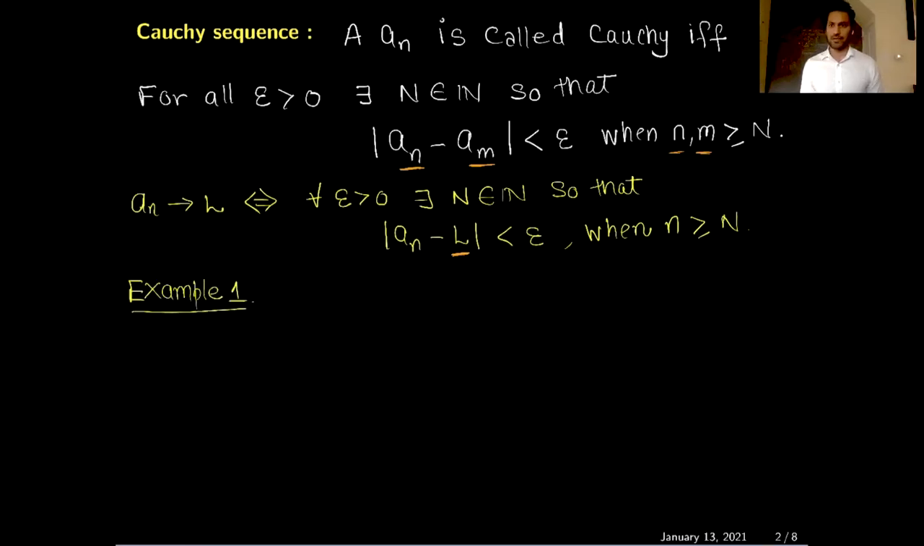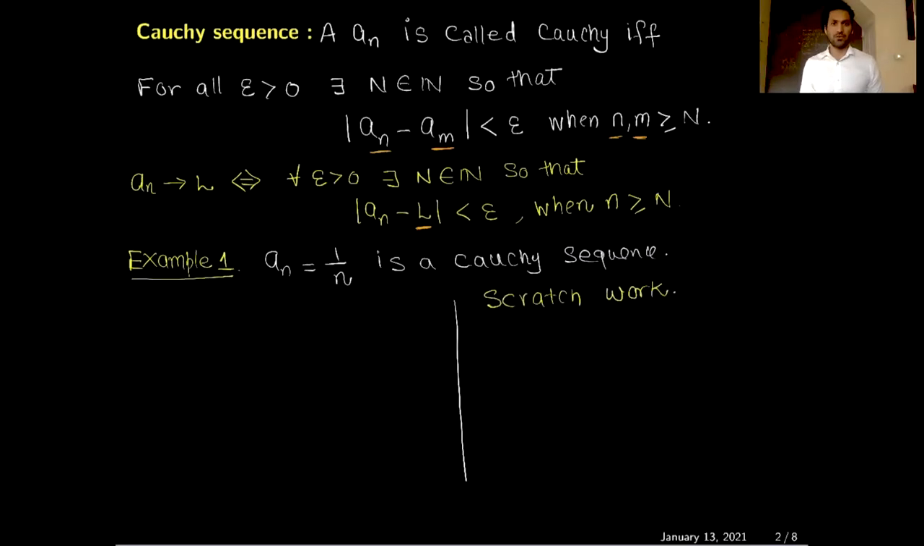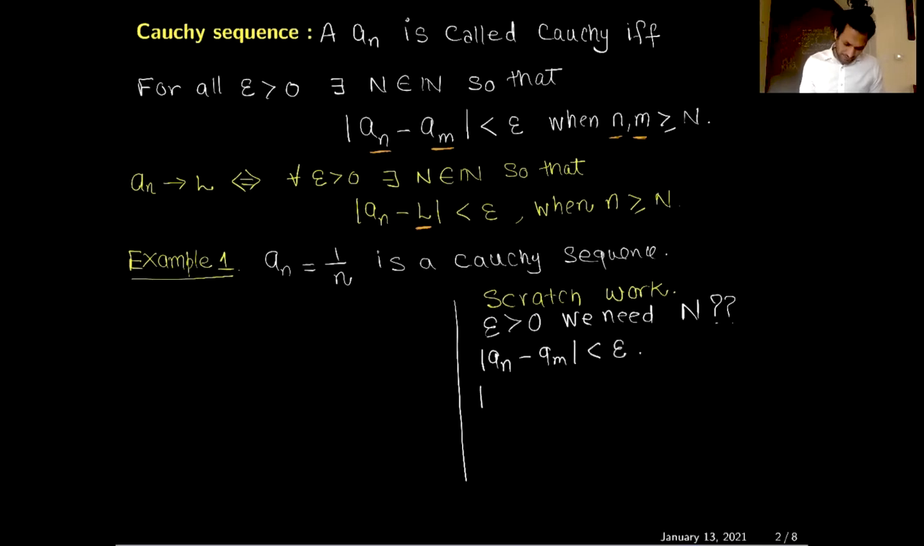Next, I will show you one example of a Cauchy sequence. So a_n is equal to 1 over n. This is a Cauchy sequence, and we can prove it by using the definition of a Cauchy sequence. To prove this, for all epsilon positive, we need to find a capital N, so that the distance a_n minus a_m is less than epsilon. So we will first try to calculate a_n minus a_m.